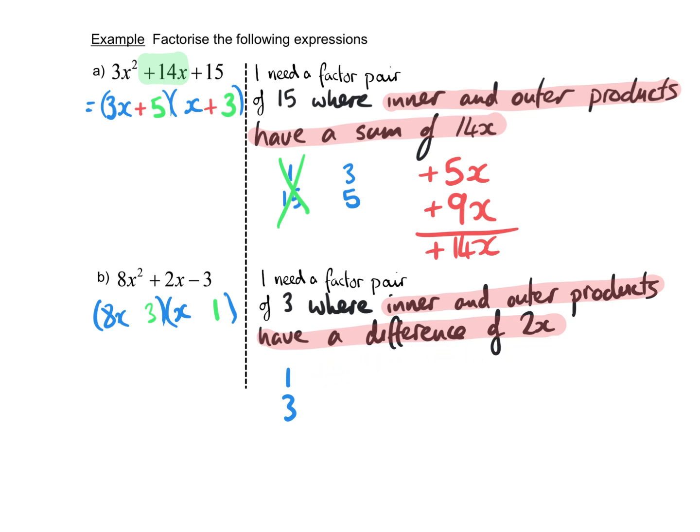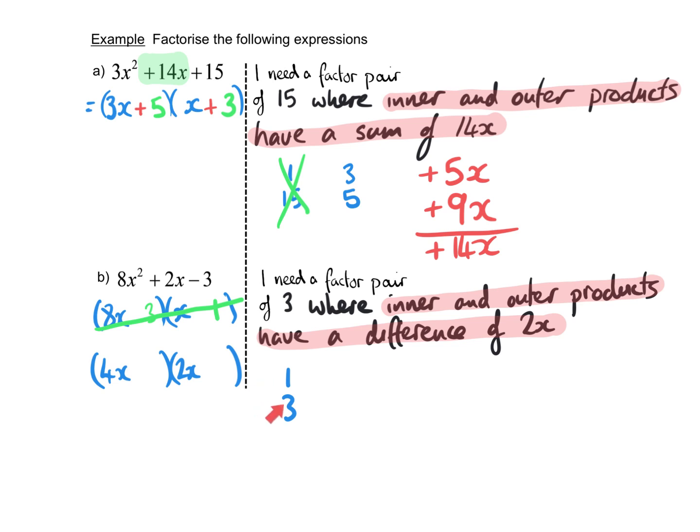Now that means I've tried the 3 and 1 both ways, and it's my only option. So that means that these bits here must be wrong. So I can rub that out, or we'll just score it out just now, and we can go underneath and create a new set of brackets. And this time we'll try the other way of making 8x squared. Now the other way to make 8x squared is to do 4x times 2x, and that's basically the only other way to make this 8x squared.